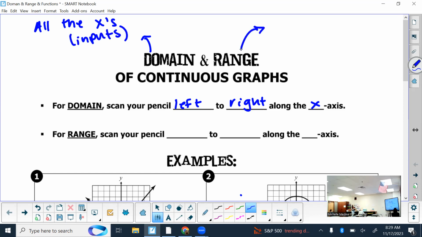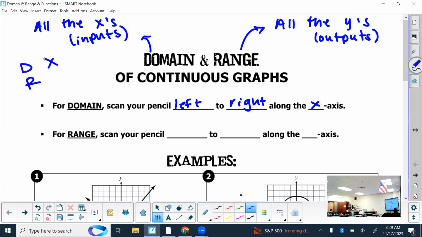Range is all the y's, or otherwise known as your outputs. An easy way that my students have memorized which is which over the years is Dr. XY. So that you know domain is all the x's, range is all the y's. Dr. XY. Okay, so questions on that?